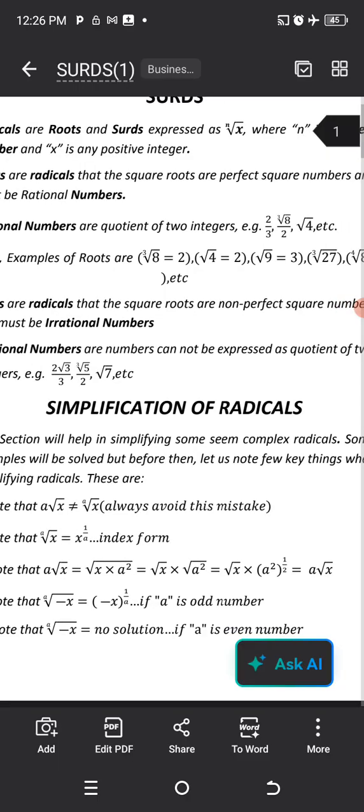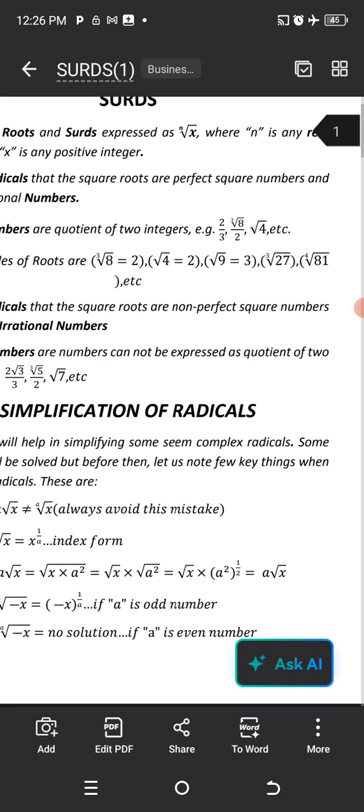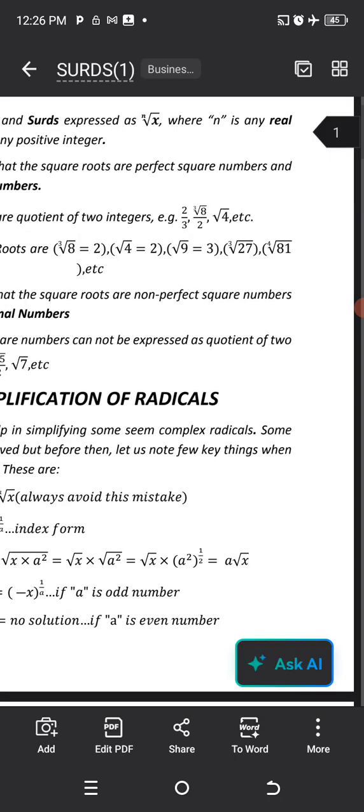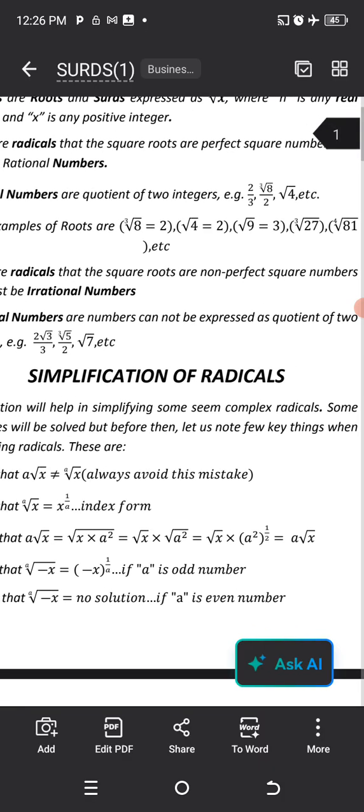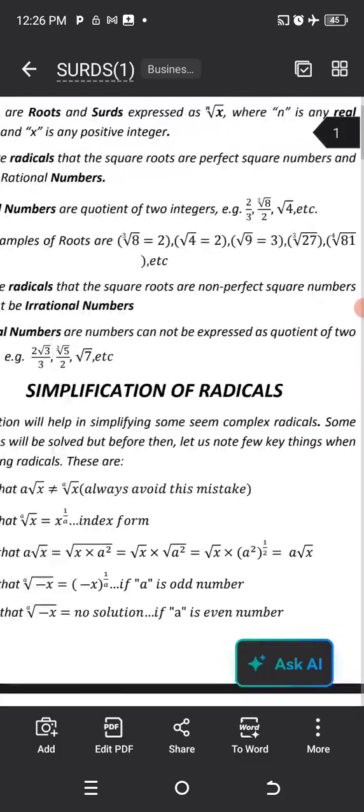Thus examples of roots are: the cube root of 8 is 2, the square root of 4 is 2, the square root of 9 is 3, the cube root of 27 is 3, and the fourth root of 81 is 3. So let's go to surds.